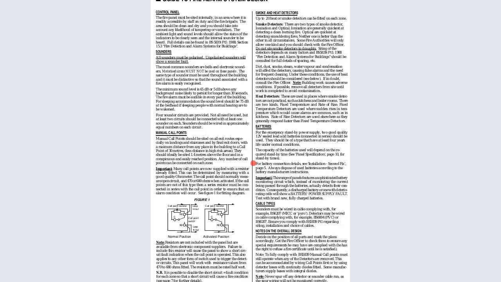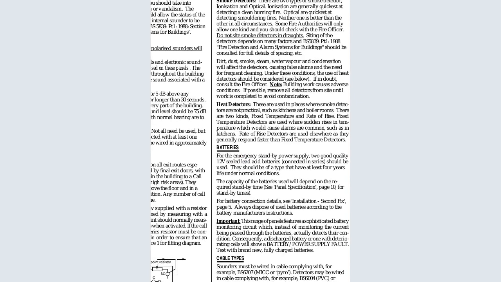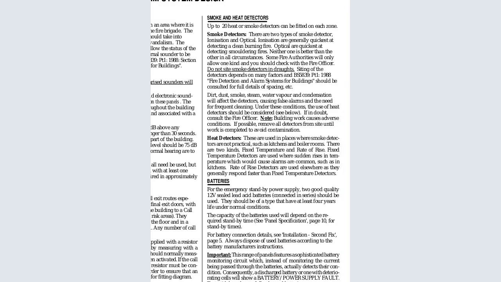We have smoke and heat detectors. We talked about them. Up to 20 heat or smoke detectors can be fitted on each zone. So there are two types of smoke detectors, ionization and optical. Ionization are generally quickest at detecting a clean burning fire. The optical are quickest at detecting the smoldering fire. The smoldering fire is one that is just starting. So neither one is better than the other in all circumstances. Some fire authorities will only allow one kind, and you should check with the fire officer.